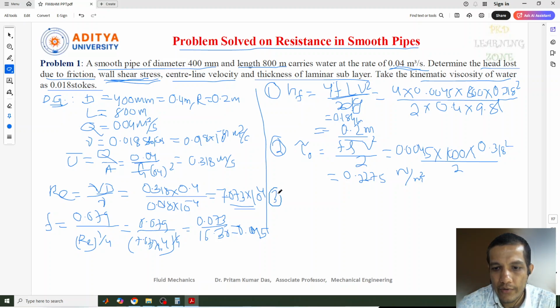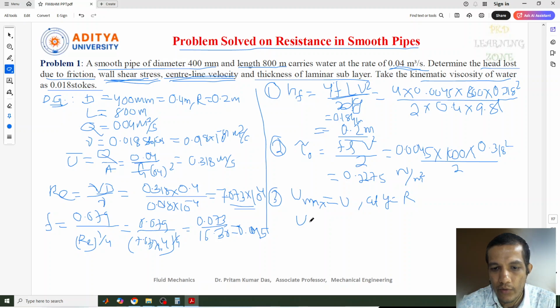Now the third point we need to calculate is the center line velocity. Center line velocity is nothing but u max, because in the center line of the pipe we get the maximum velocity of the fluid flow. When will we get u max? At that point your y will be r, that means y equals r, the radius of the pipe.